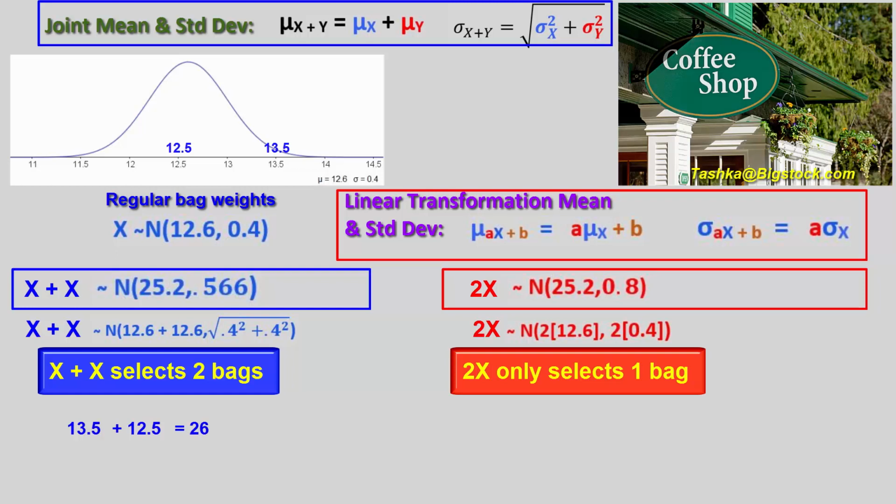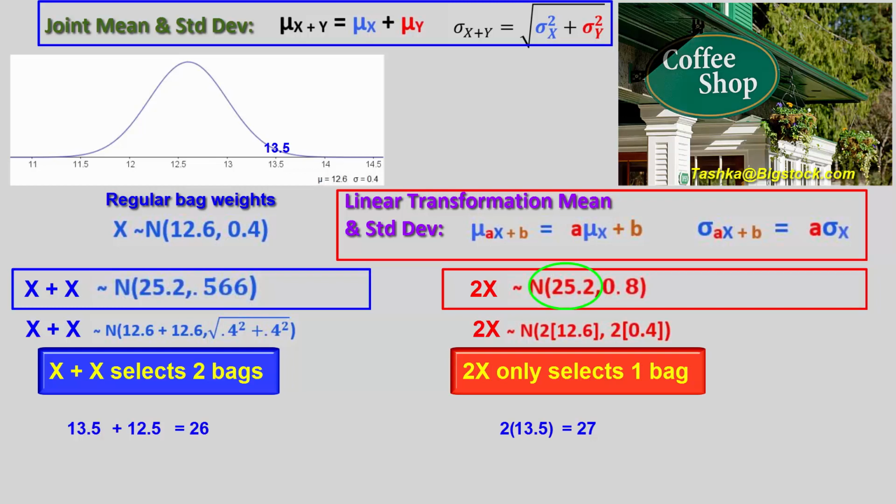So why would the linear transformation have a larger standard deviation? It's because we'll only select 1 bag. If that first bag is heavier, we will not select a second bag likely to temper the extreme weight of the first bag. Instead, we will simply double the weight that we got. This allows us to get some results a lot further from the new mean of 25.2.